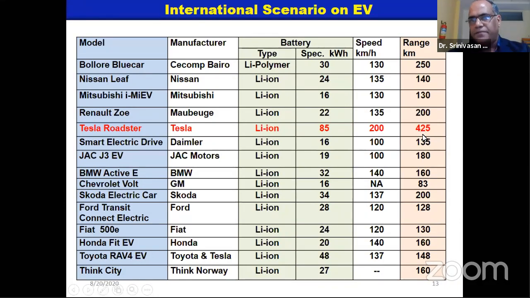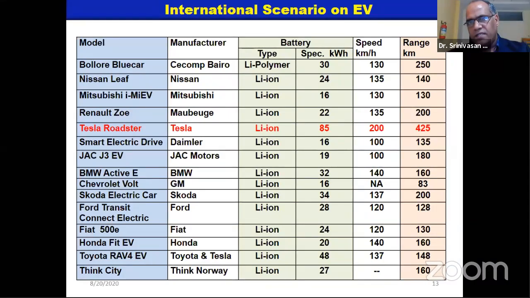425 kilometers. Now, recently you might have read about the million mile battery and all. A Chinese-based company and others are introducing the million mile battery. Even Korea is also introducing the million mile battery. It means you can travel up to 1 lakh kilometers.